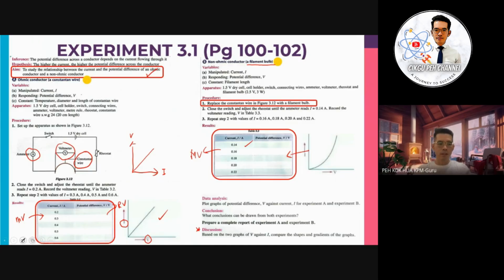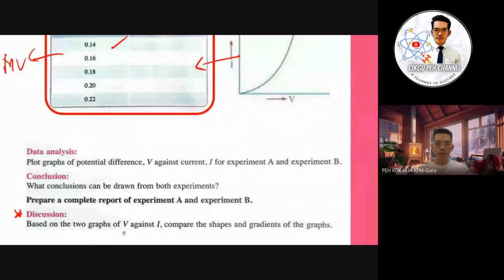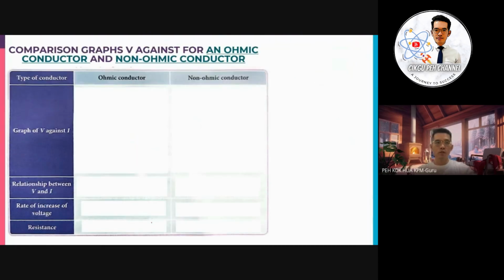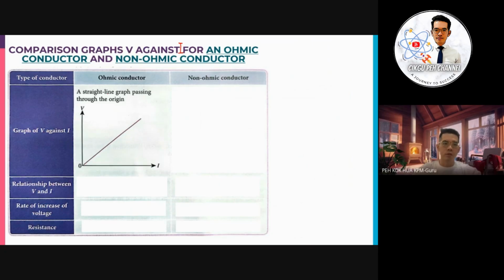Experiment 3.1 mainly wants to compare the shape of the graph and the gradient of the graph for these two types of conductor, V against I. So this is a comparison of the graph V against I for an ohmic conductor and a non-ohmic conductor. For the graph of V against I for an ohmic conductor, we expect a straight line passing through the origin, so it will be like this.